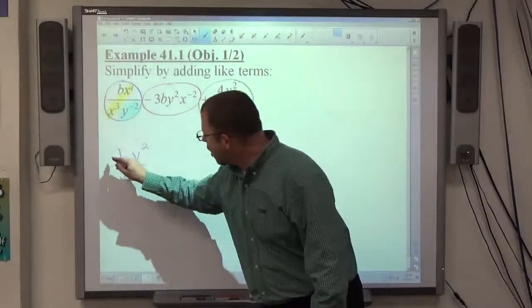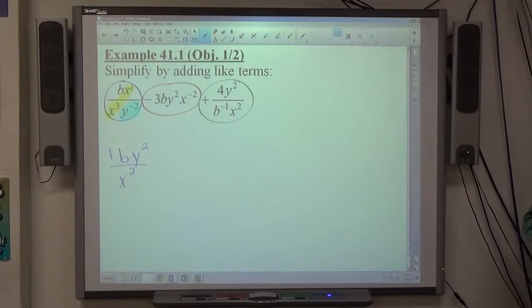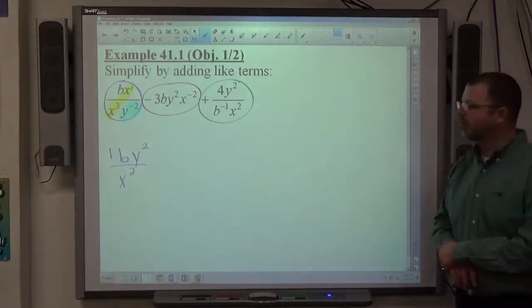And Algebra 1 students always put numbers in front of letters when there aren't one. So no 1, so put a 1 there. Just remind yourself, hey, there's a number in front of this b, y squared over x squared.